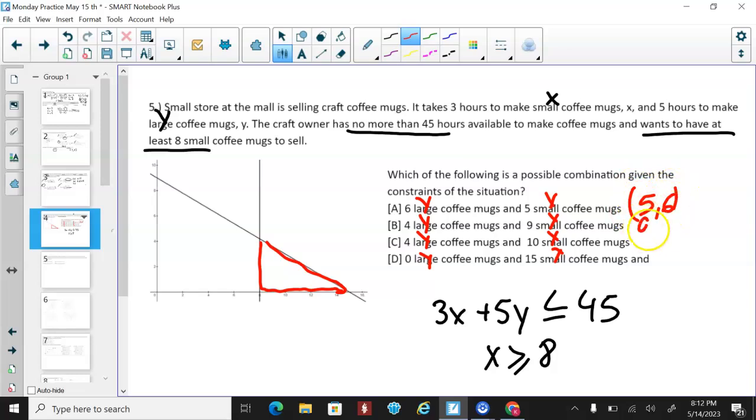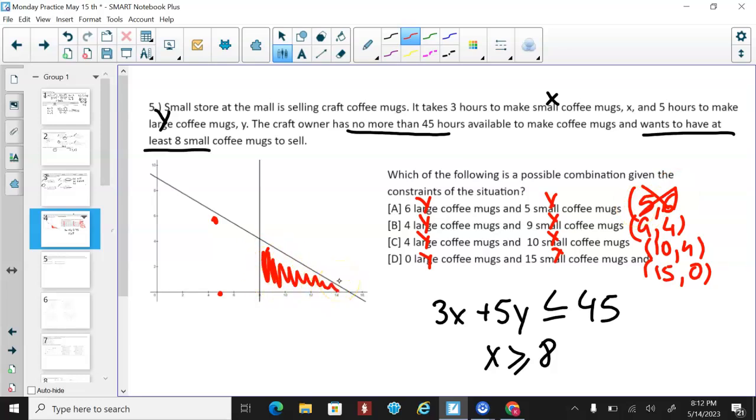The second point, it's saying 9 small and 4 large. The third point, it's saying 10 small and 4 large. And the last point, it's saying 15 small and 0 large. Now we need to find which one would be the possible combination. So do I have 5 and 6 inside that triangle? So 5x, which is right here, and 6. So that's a no. It is not in our shaded area. We need it right here, guys.